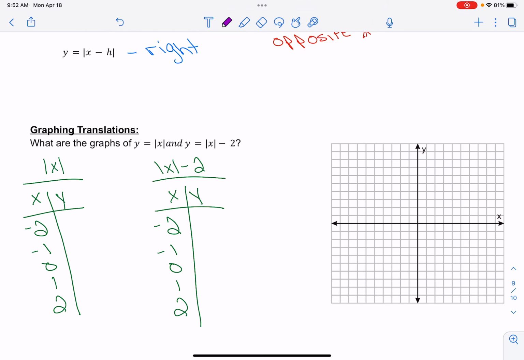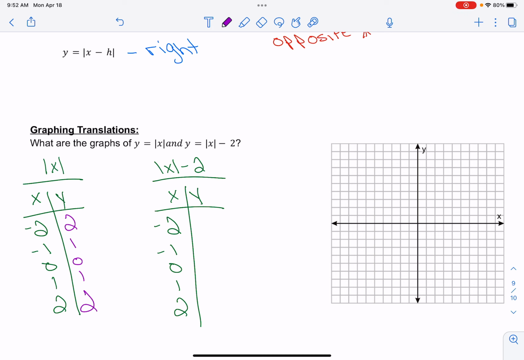And then we just start plugging in our numbers. So if we plug in -2 for x, for the absolute value of x, well, the absolute value of -2 is 2. The absolute value of -1 is 1, absolute value of 0 is 0, absolute value of 1 is 1, absolute value of 2 is 2.